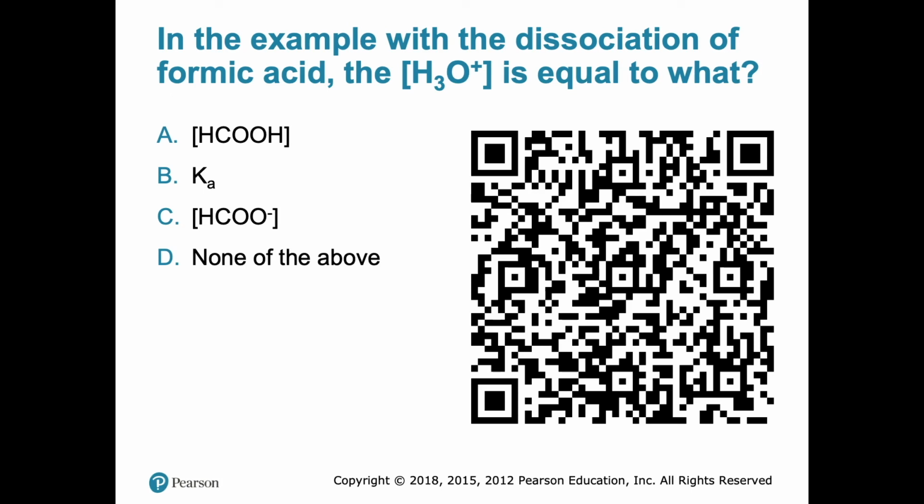All right. The answer is in fact C. It's definitely not B, because remember the Ka equals the product over reactants, so it can't be that. But the hydrogen ion concentration does equal the conjugate base concentration. In this case, the conjugate base was the formate ion.